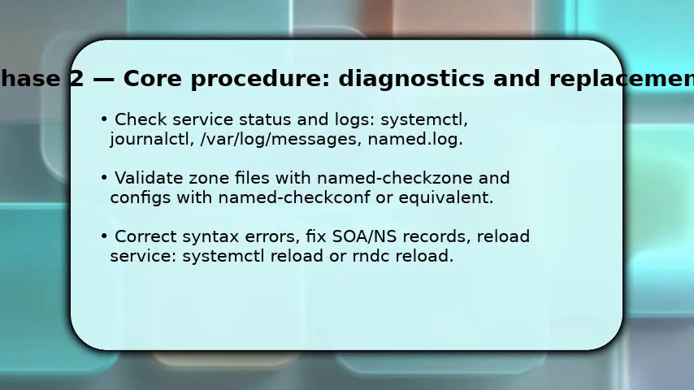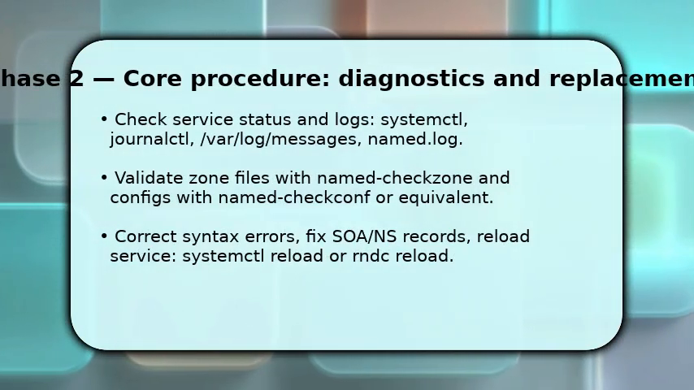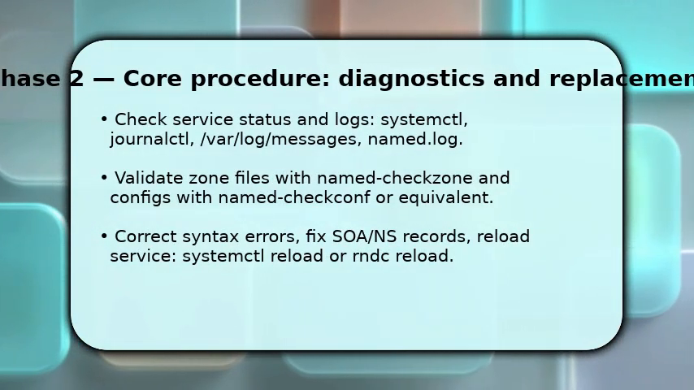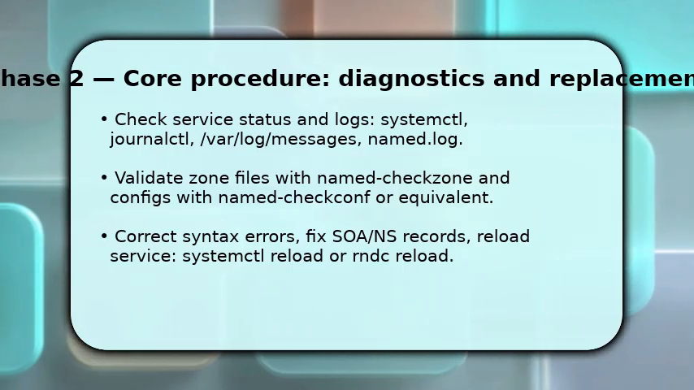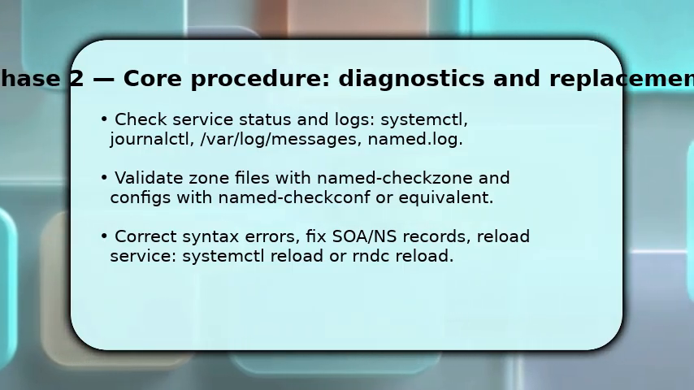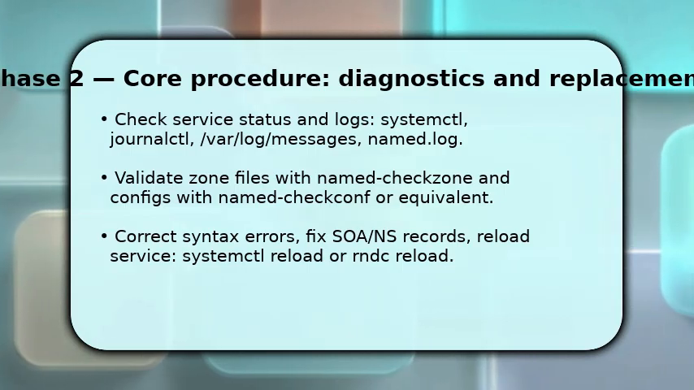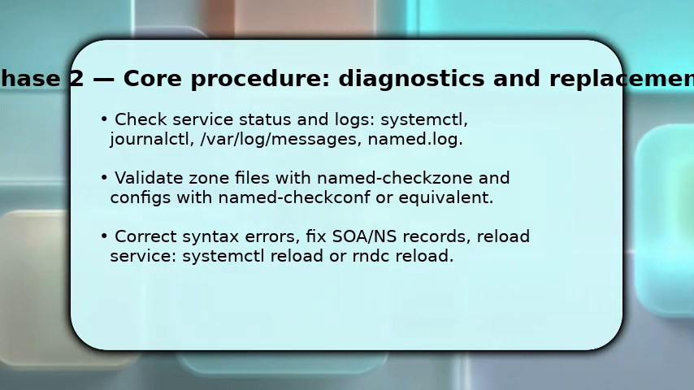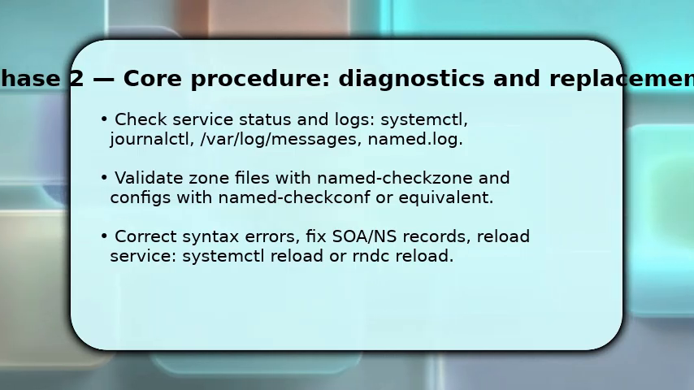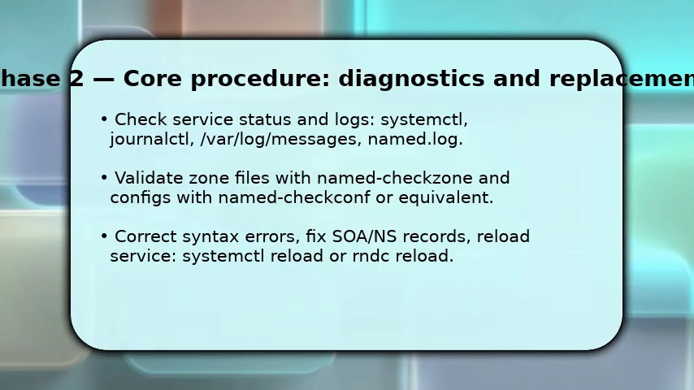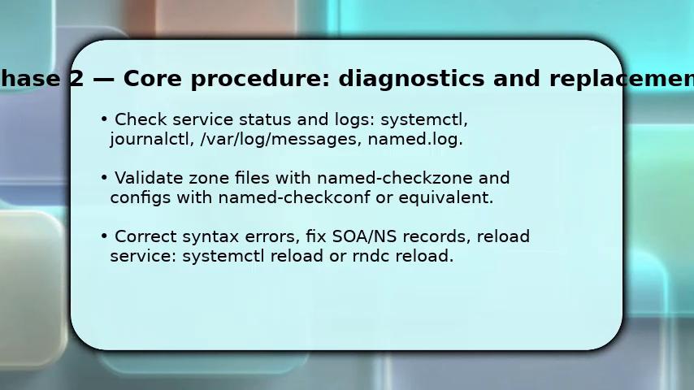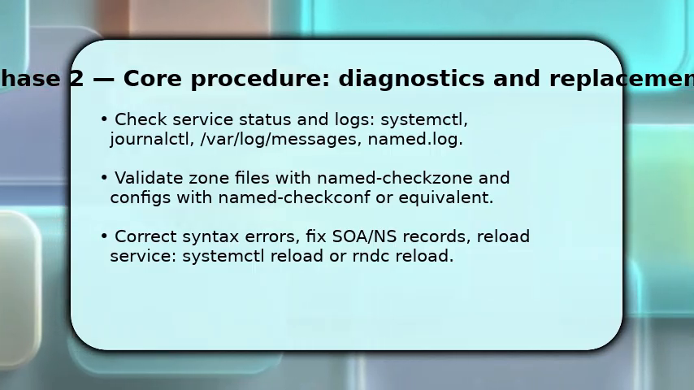Now inspect the running service and logs to pinpoint failures. You should run systemctl status and journalctl, then open DNS logs for parse errors. Validate zone files with named-checkzone and the main config with named-checkconf. Those tools show line numbers. When you find syntax or record mistakes, edit cautiously, correct SOA and NS entries, and save.